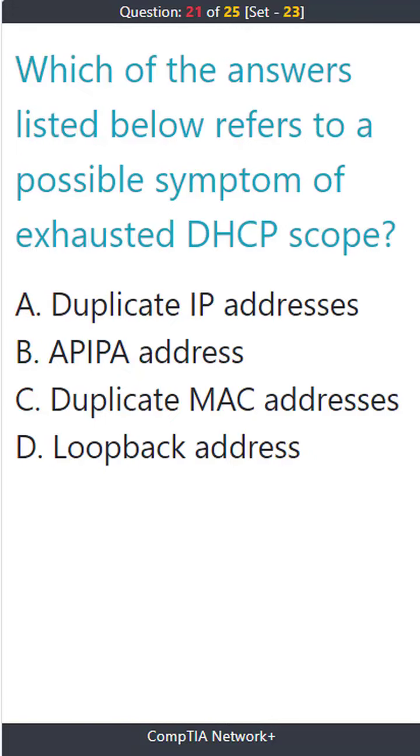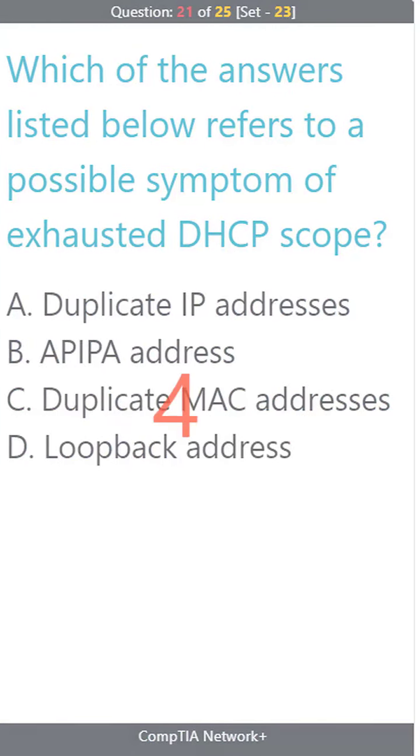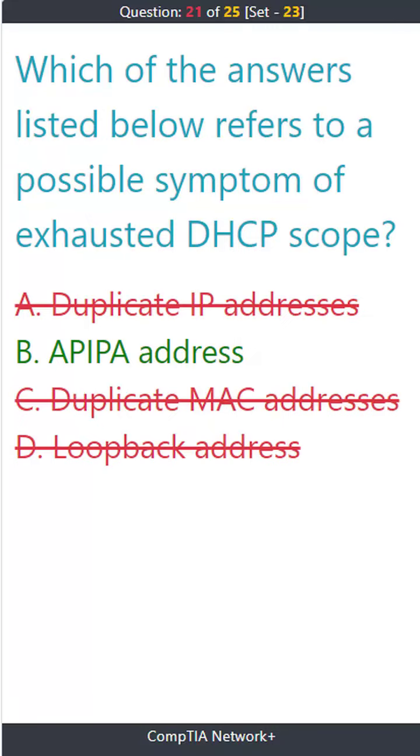Question 21. Which of the answers listed below refers to a possible symptom of exhausted DHCP scope? A. Duplicate IP addresses. B. An APIPA address. C. Duplicate MAC addresses. D. Loopback address. The correct answer is B. An APIPA address.